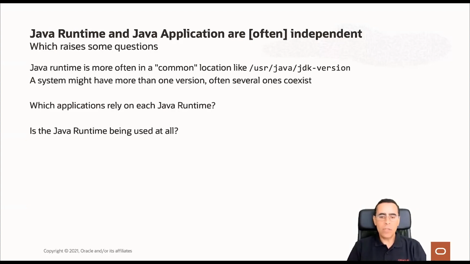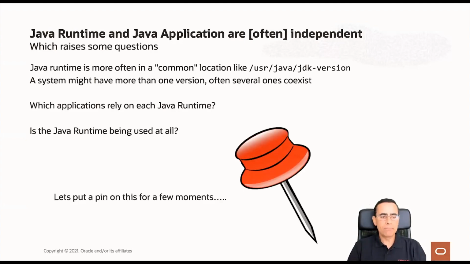Perhaps all of the applications that use JDK 8 have been migrated to JDK 11, but you could still be updating JDK 8 simply because you aren't sure if some application still needs it. It would be nice to have a way of linking applications to runtimes. Let's put a pin on that idea for a little while.